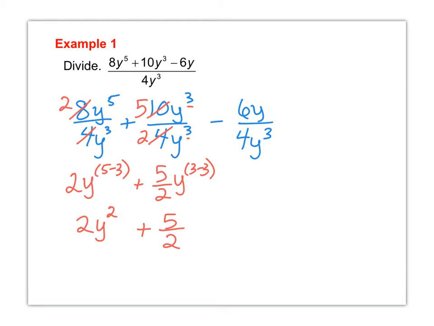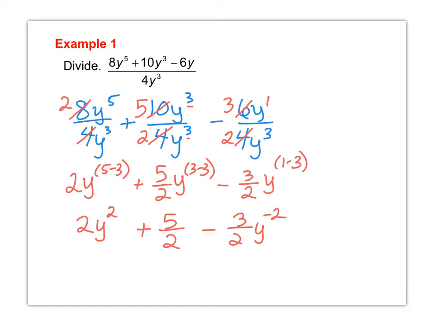The last term can be simplified as well. 2 goes into both 4 and 6. 2 goes into 4 2 times, and 2 goes into 6 3 times. So the fraction can be written as 3 over 2. And the y terms, y to the 1st in the numerator and y to the 3rd in the denominator, we can write it as y to the 1 minus 3. Well, y to the 1 minus 3 is the same thing as y to the negative 2 power.